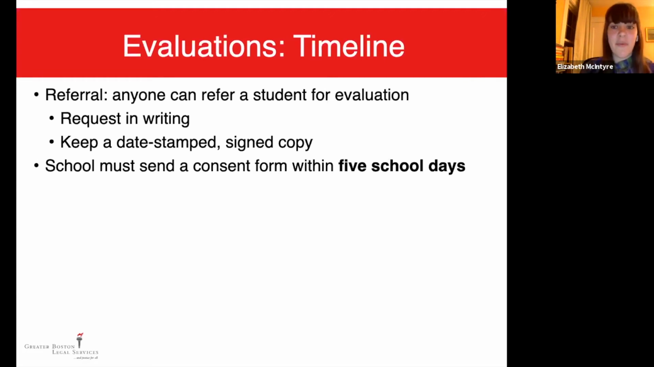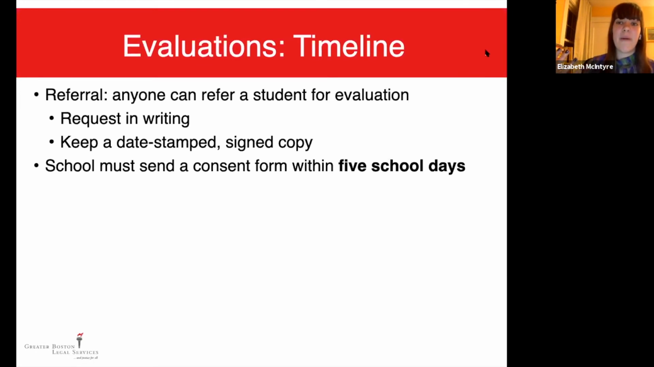All you have to say when you're requesting this is, I, parent, want a special education evaluation for my student so-and-so because I am worried about their reading or their math or whatever it is that you're worried about. That's all you have to do. Within 5 school days, the school should send a consent form to you, the parent.